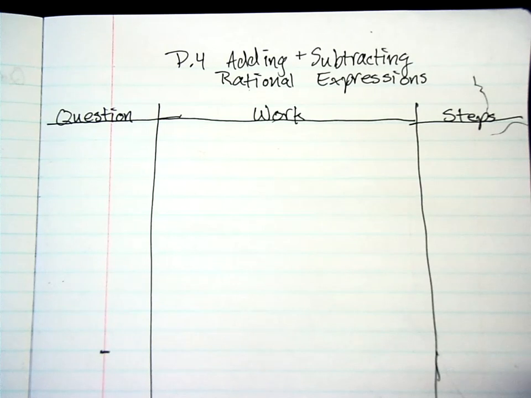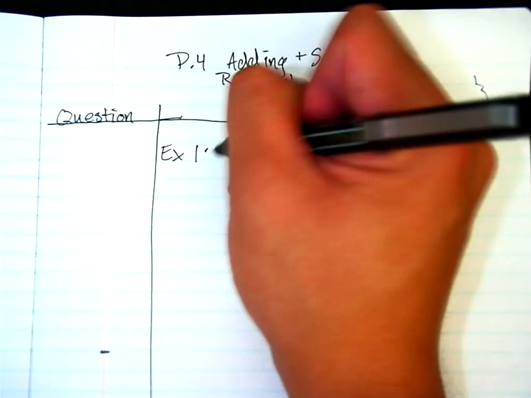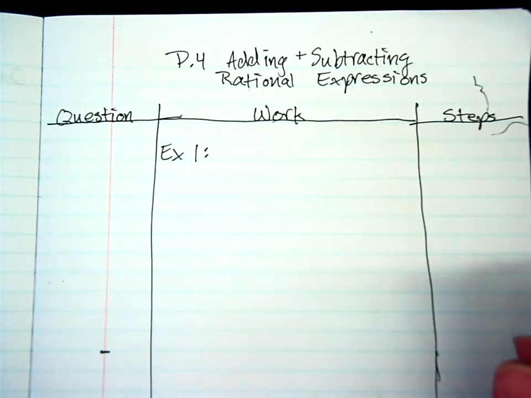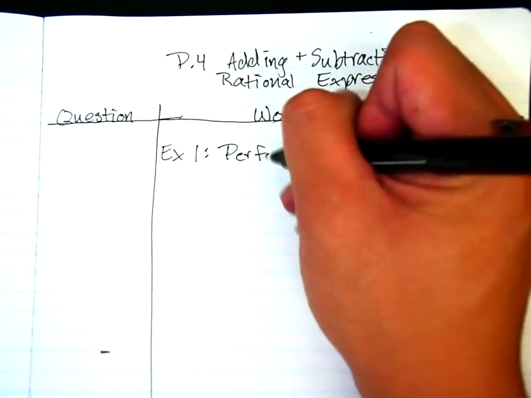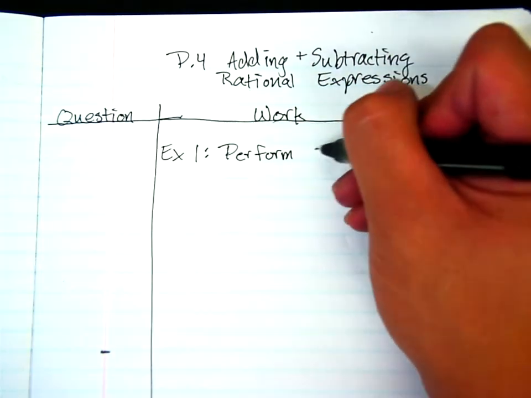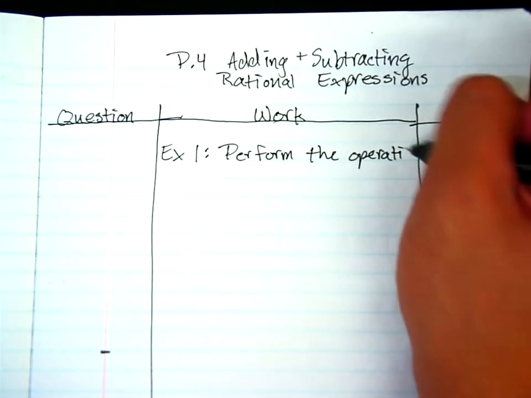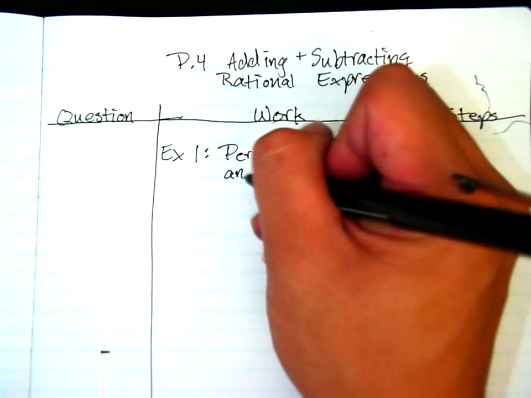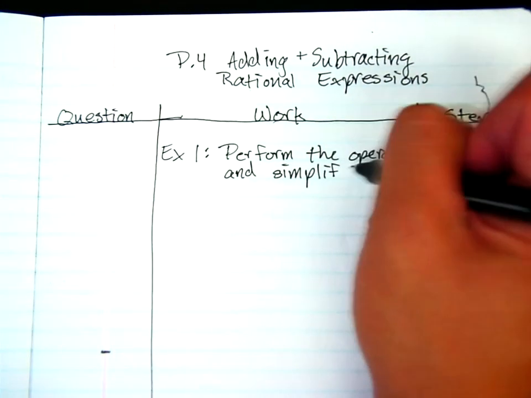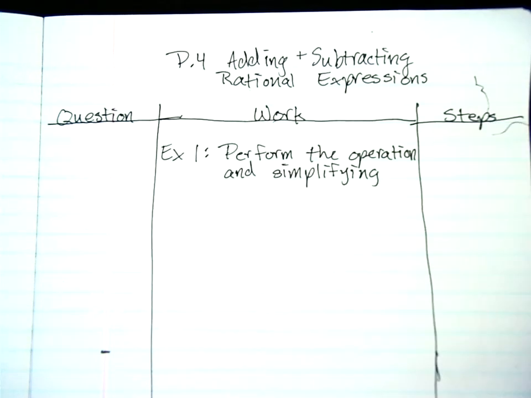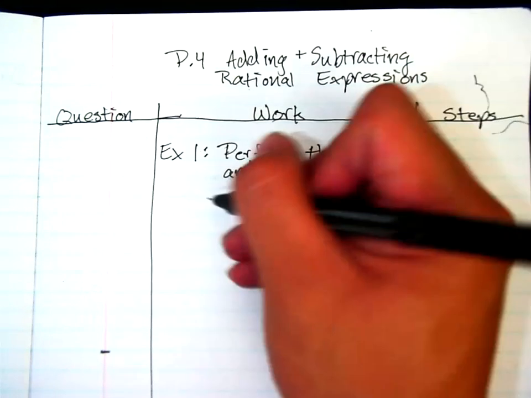The first example, we'll keep it simple by having common denominators already to begin with. So the instructions are usually going to say perform the operation, in this case, adding or subtracting, and simplify. The reason they add in and simplify is because after adding and subtracting, there will be times where you can actually reduce your fraction further. So let's go ahead and see if that's the case for our first example.